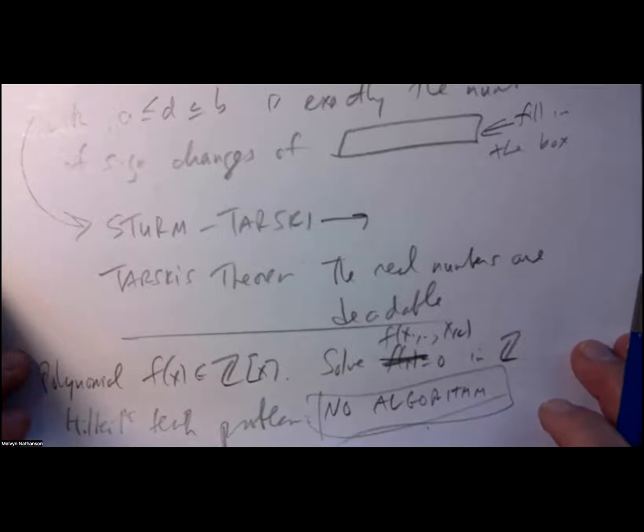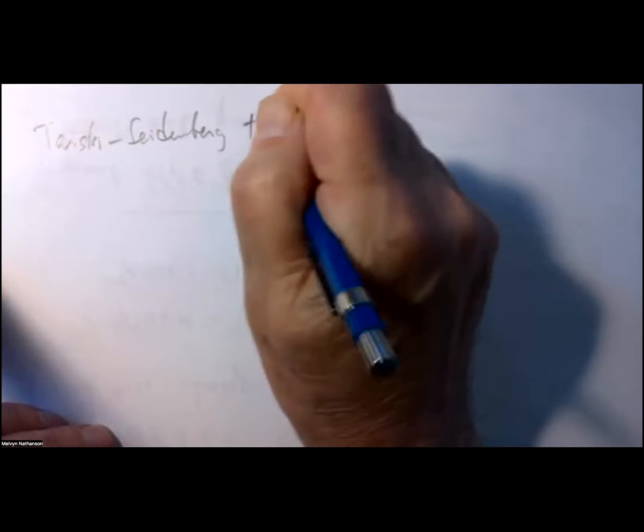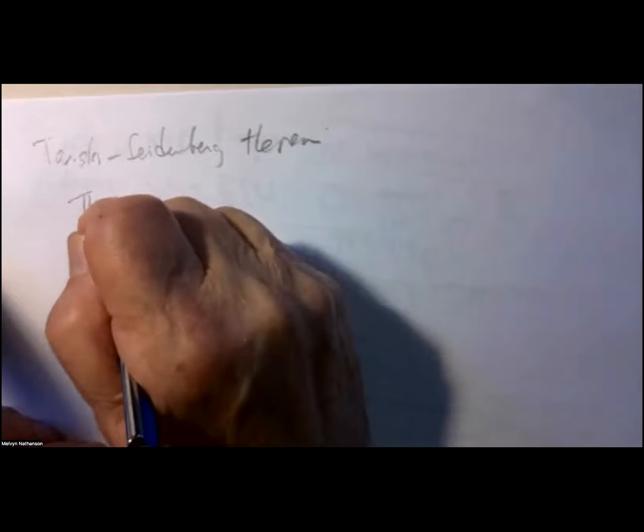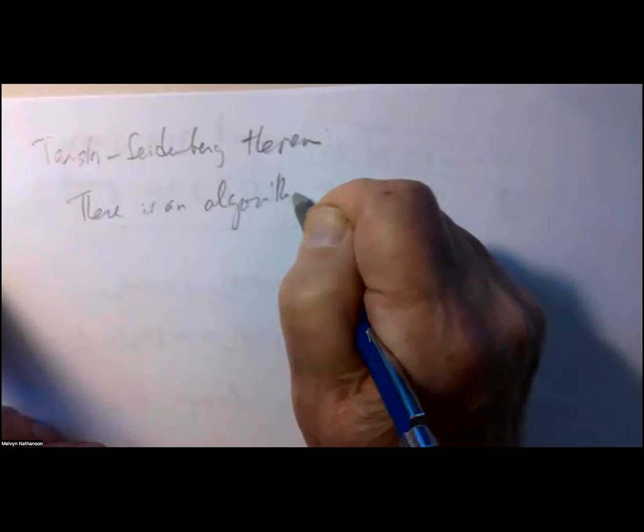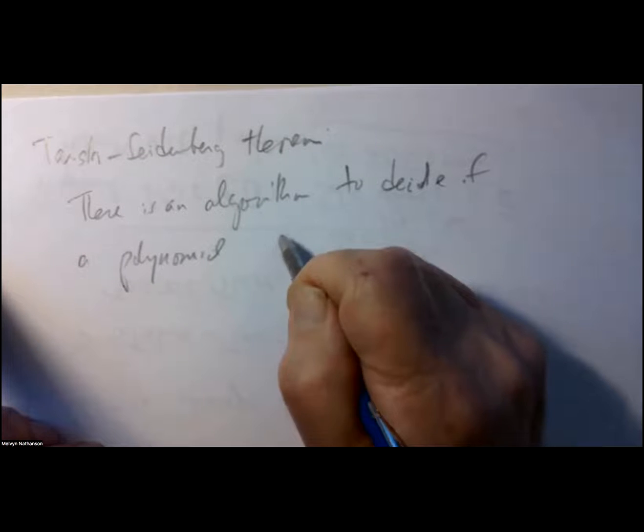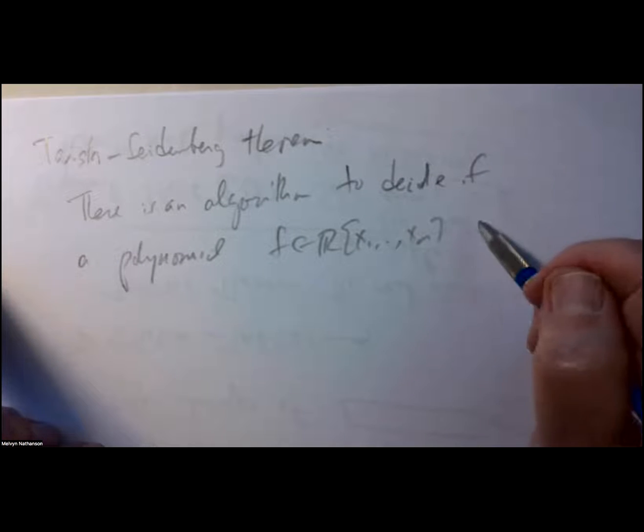So, but the Tarski result, which was extended by another guy at Berkeley named Seidenberg, so what's called the Tarski-Seidenberg theorem, says something like the following. I may misstate it, but I will give you what I think is legit. There is an algorithm to decide if a polynomial f in, I don't know, m variables has a 0. So over the reals, the polynomial root problem is decidable.